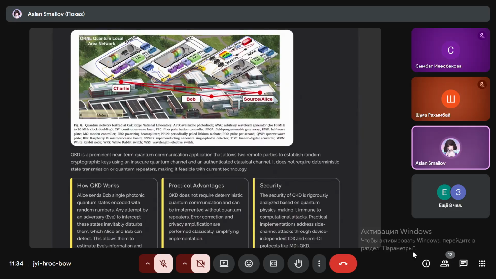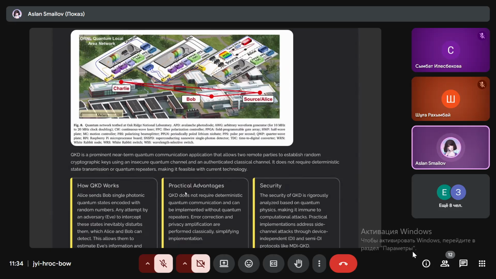And how does it work? You have just a picture here. For example, we have in this building Charlie, in this building Bob, and the source, Alice. Alice sends to Bob single-photon quantum states encoded with random numbers. Any attempt by an adversary to intercept these states inevitably disturbs them, which Alice and Bob can detect. This allows them to estimate the adversary's information.